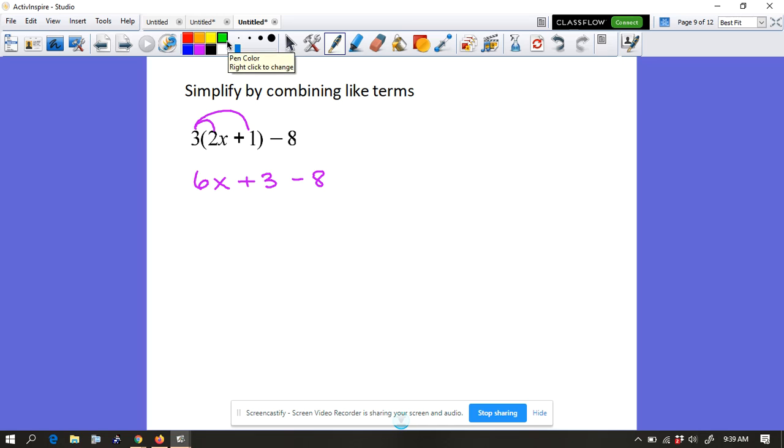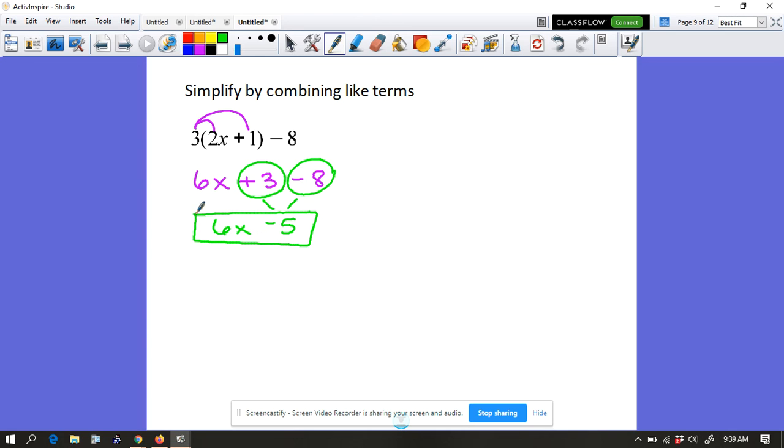Now I can combine like terms. I have a positive 3 and a minus 8. These are both constant terms because they don't have a variable, so I can combine them. That gives me together negative 5. Bring down my 6x. And I do not have any more terms to combine, so I am done.